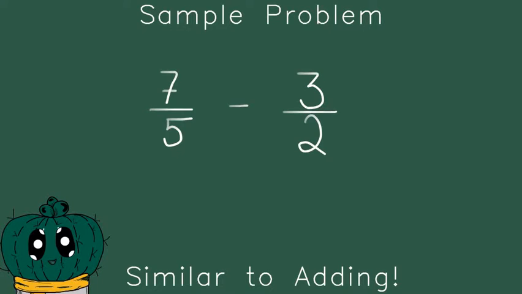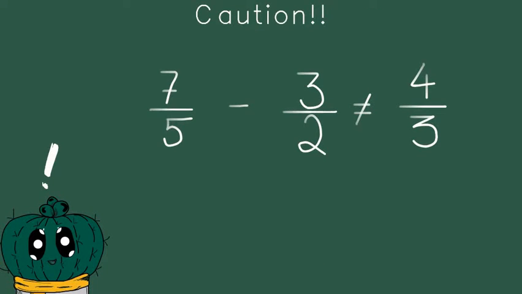first of all, this is not equal to 4/3, okay? A lot of people do that. Even I used to do a lot of this. So 7/5 subtracted with 3/2 is not equal to 4/3. Whenever you're doing subtraction or addition in fractions, the denominator remains the same.